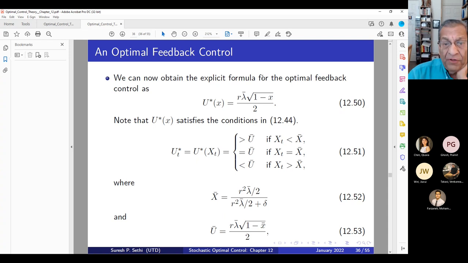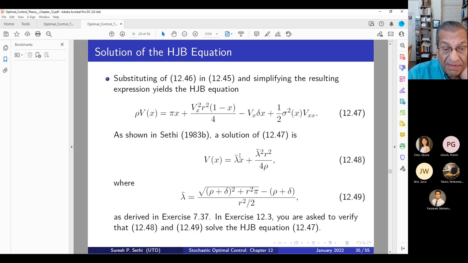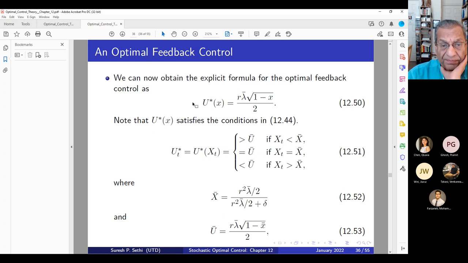So the explicit formula: now that v sub x is lambda bar, my formula for u star x is this. Very simple formula. And that says that if my x_t is less than x bar, I use the u bar control. If x_t is bigger than x bar, then I have a control which is less than u bar. And if x_t is equal to x bar, I use the control u bar. This is my x bar, and this is my u bar, and this is my formula for control. So it's completely explicit.